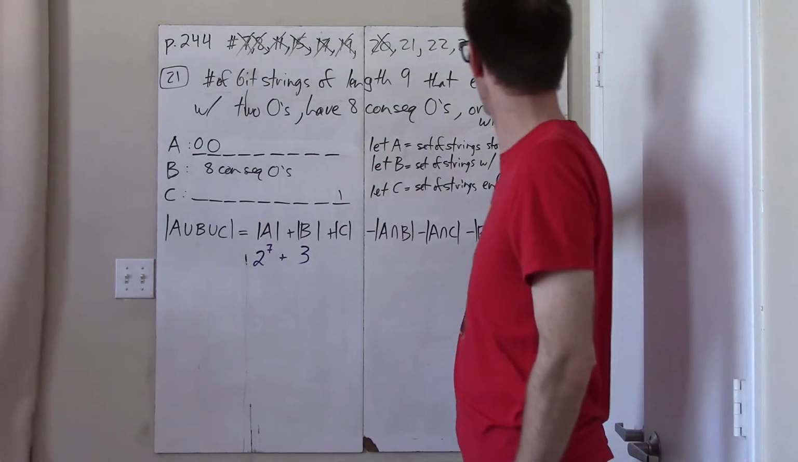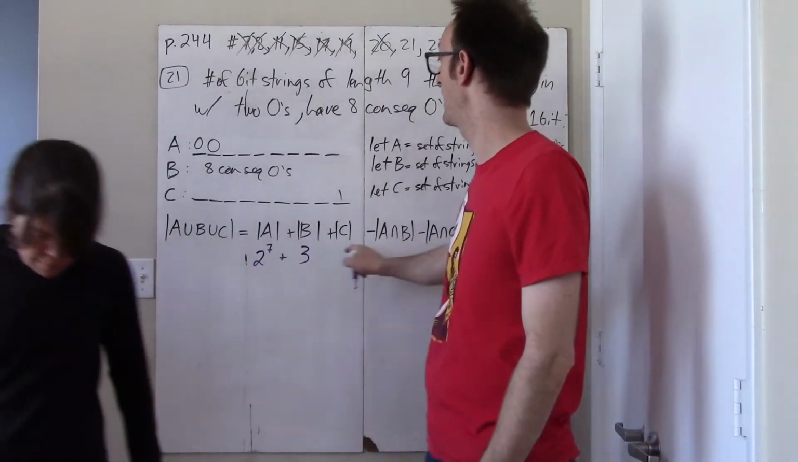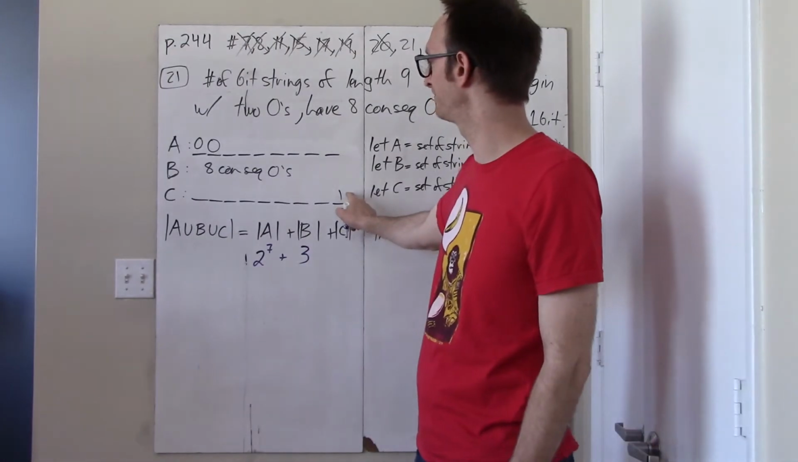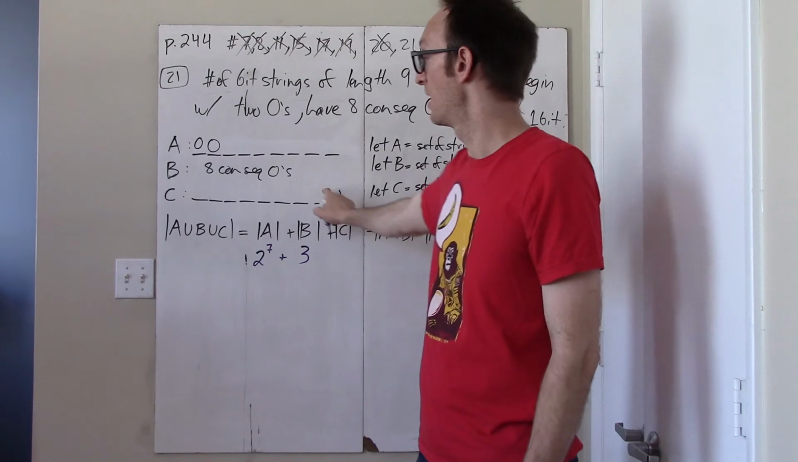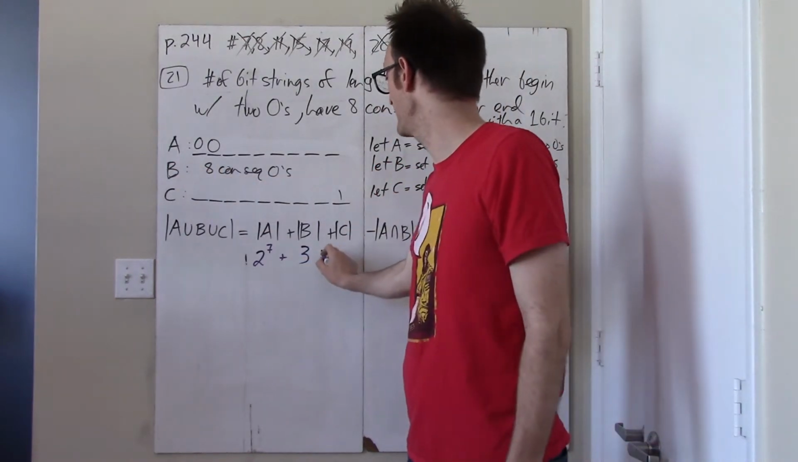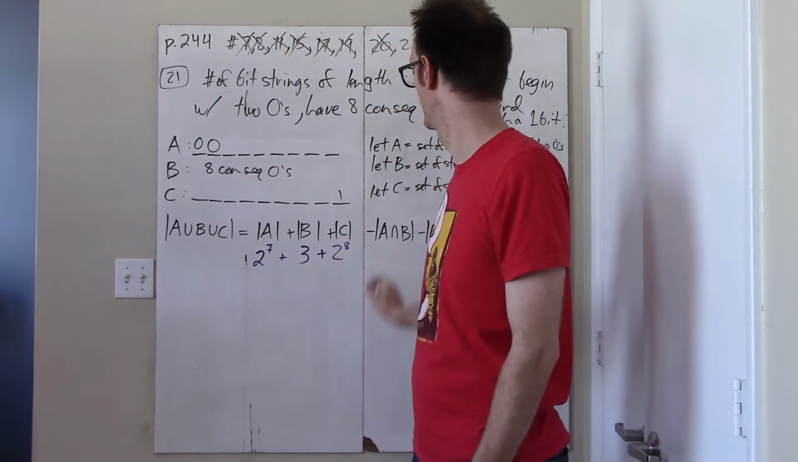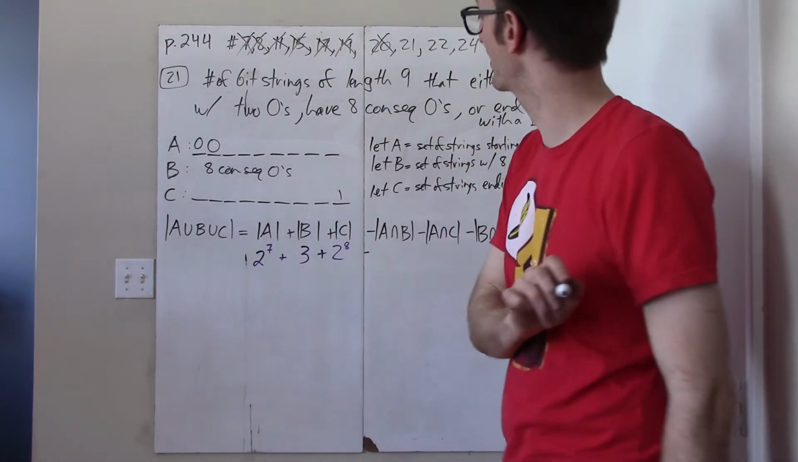How many strings are there that end in a 1? Well, if it ends in a 1, then the other 8 characters are free, and so there's going to be 2 to the 8th of these. Okay, now it starts to get a little bit harder.